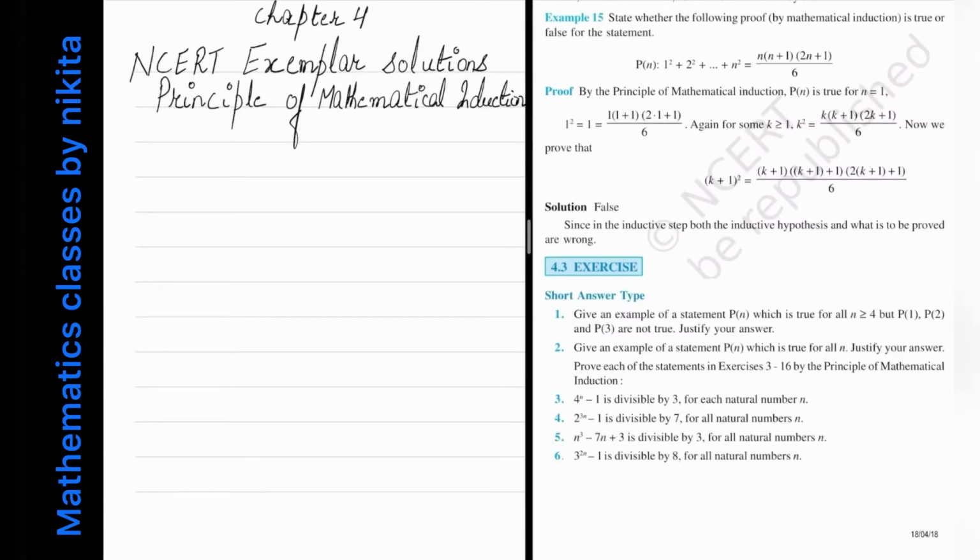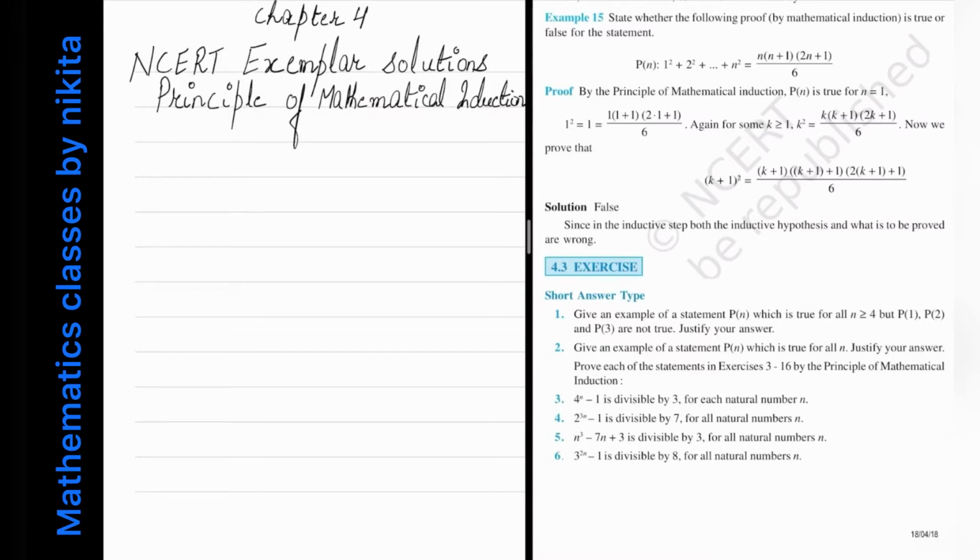So in today's video we will be solving the NCERT exemplar for chapter 4, that is principle of mathematical induction. Again, on the right hand side you can see the book, that is the exemplar which is provided by NCERT, and I'll be giving you the link to download it in the description box. And on the left hand side I will be giving you the solutions.